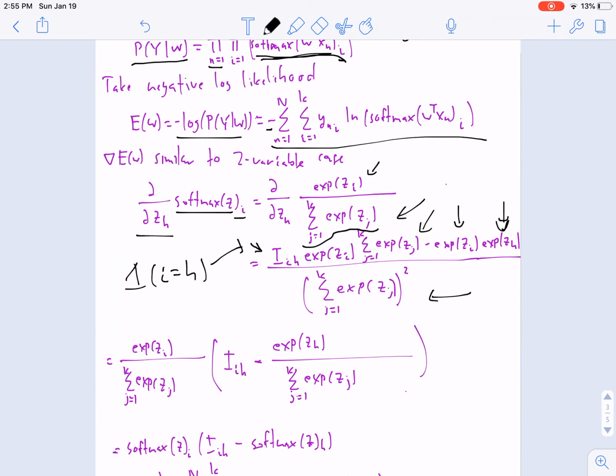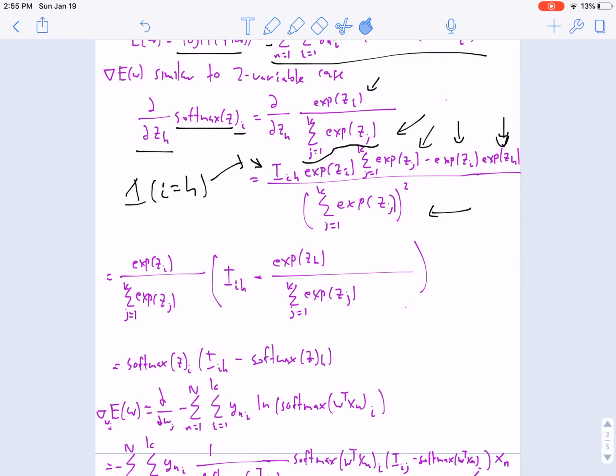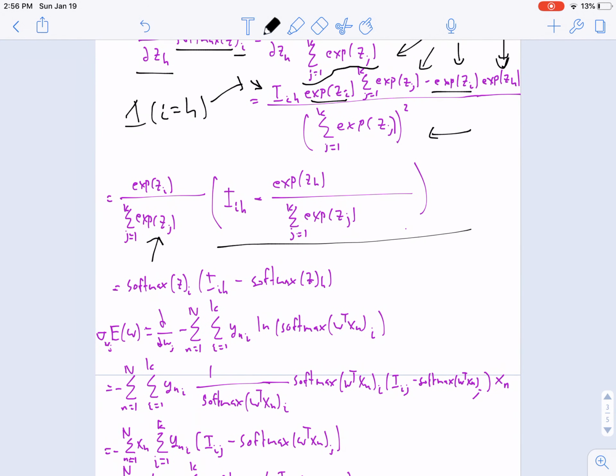So now let's break this up a bit. The first thing we're going to do is pull out the zi from both of these, and we're also going to pull out one of the sums on the bottom, and that'll give us this first term right here. And then we just write the second part over here. Great. So we realize that this first term is actually just softmax of z, the ith element of the softmax of z. And then this second term right here, we realize this is the hth term of the softmax.